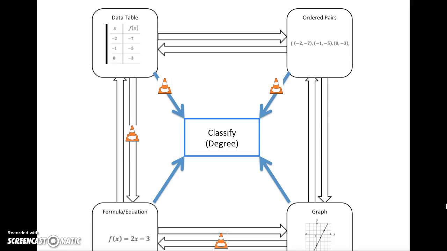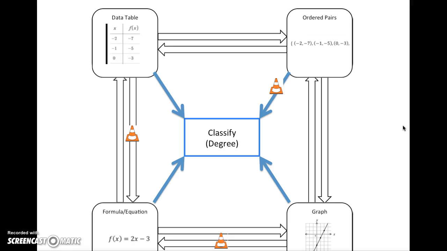All right, let's go back to our map, because what we've been doing is building roads between the four different representations and the classifications of polynomial functions. Last time we were together, we built this road from data table to classification. So now y'all should be able to classify a polynomial function from the data table using successive differences. So that road is now open to us.